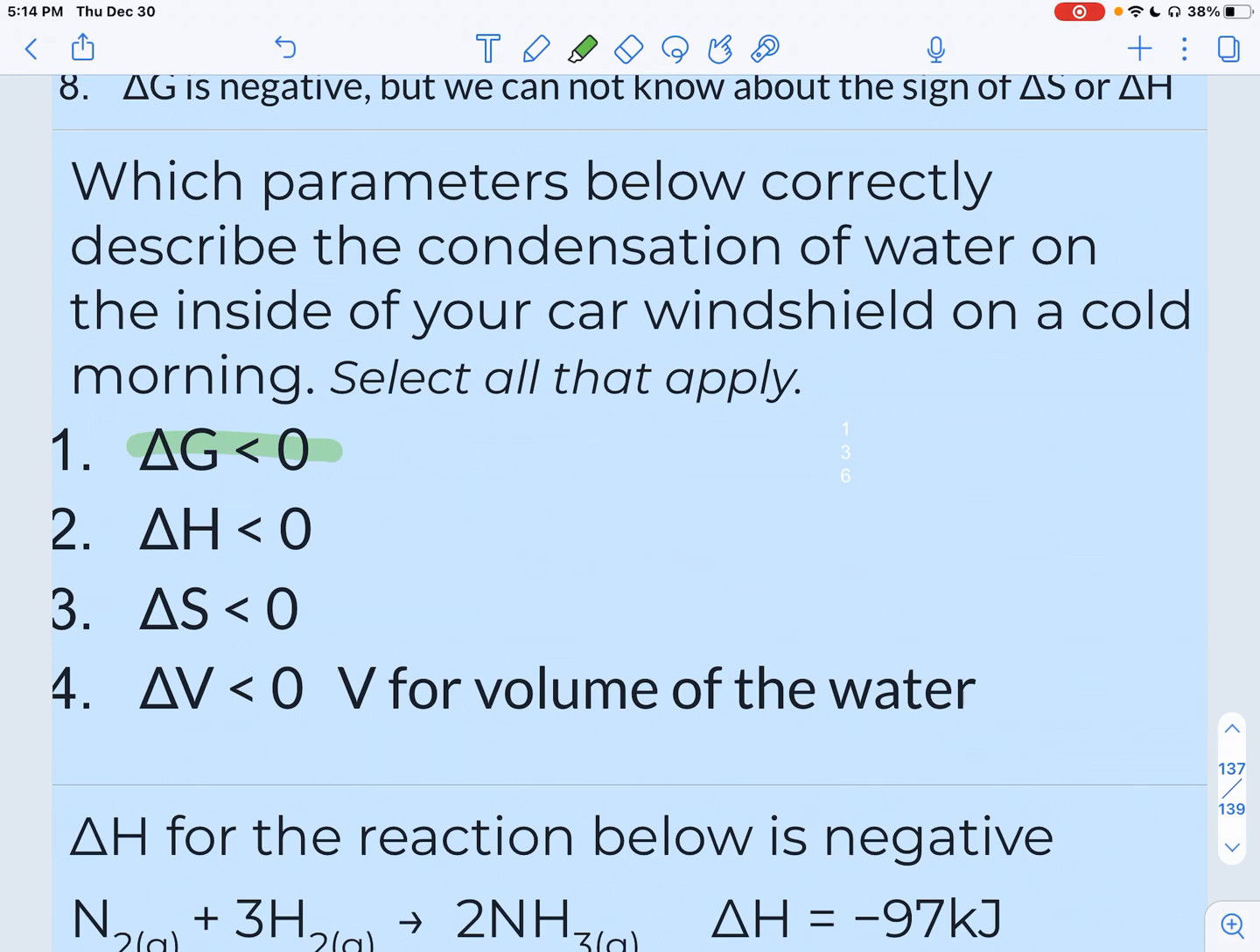If we were going from liquid to gas, we absorb energy. That's endothermic. But delta H is going to be negative here. Delta S is also negative because we're going from a more disordered gas to a more ordered liquid. And then you've always known that gas to liquid is going to be a negative volume change. So they are all true here.